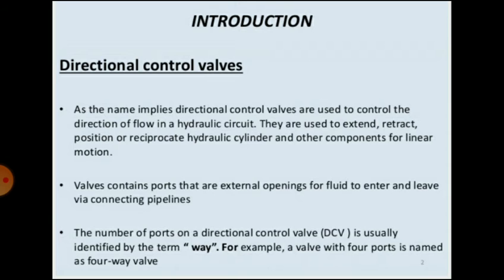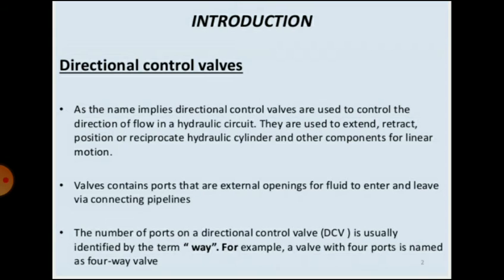Valves contain ports that are external openings for fluid to enter and leave via connecting pipelines. The number of ports on a directional control valve, that is DCV, is usually identified by the term way. For example, a valve with 4 ports is named a four-way valve. So in short, control valves are used to provide a link between various ports and to change flow direction.